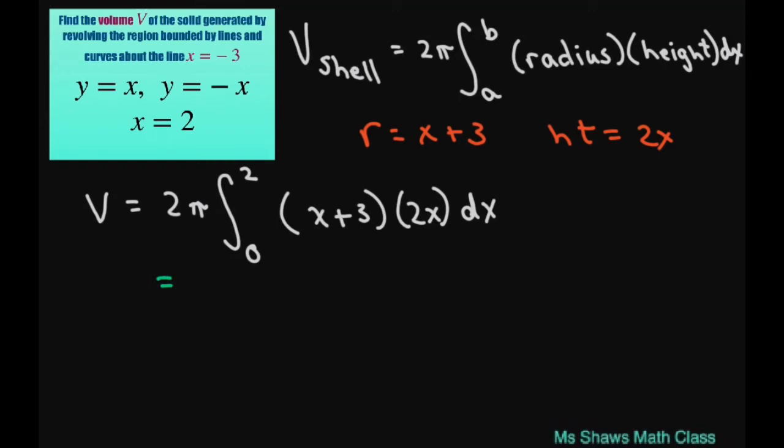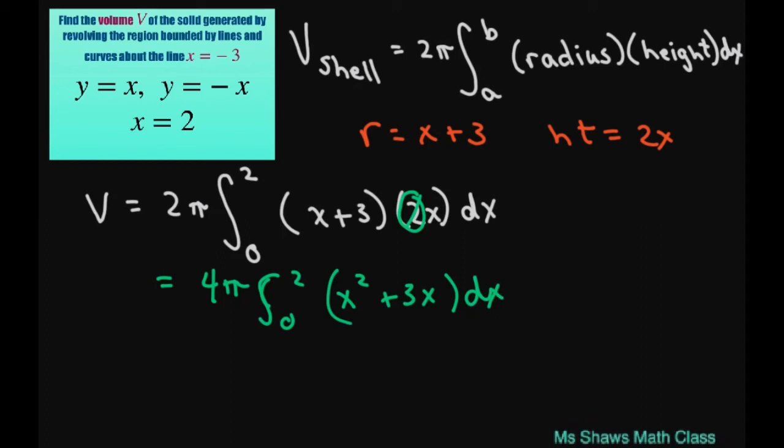This is going to give you 2 pi times the integral from 0 to 2. I'm going to factor out the 2. That's what I wanted to do. Change this to a 4. Makes it easier. So that 2's gone. And now I'm just going to have x squared plus 3x dx.